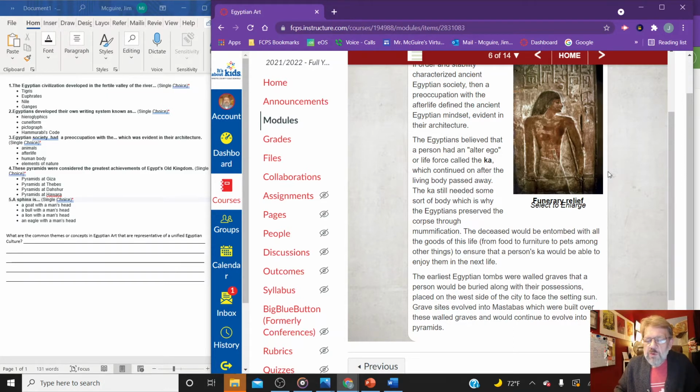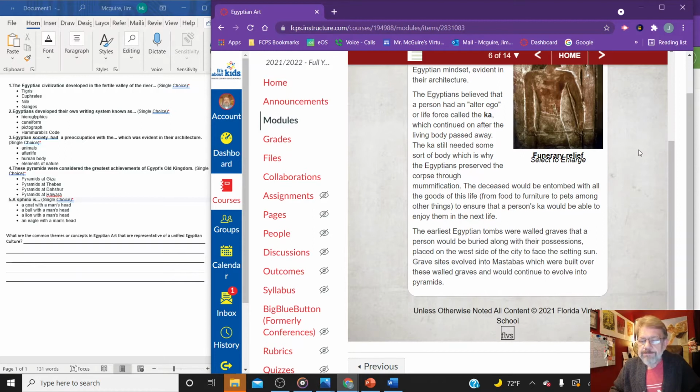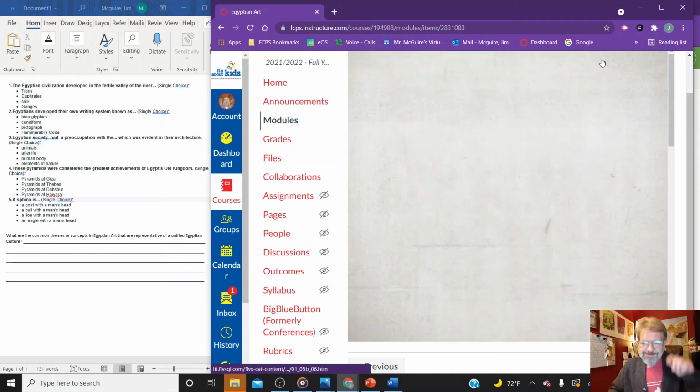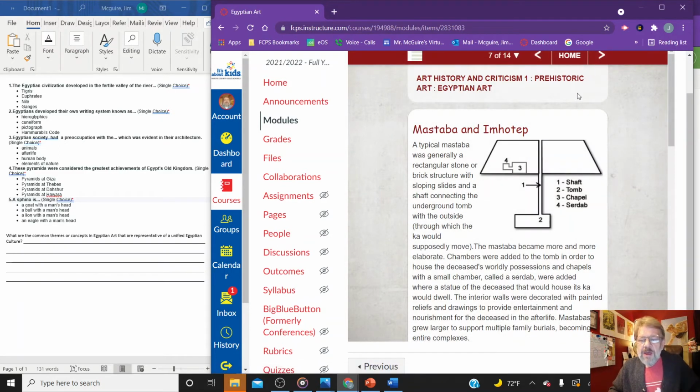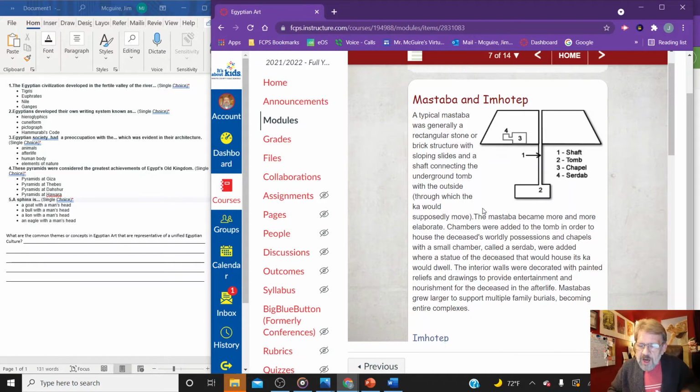Earliest Egyptian tombs were walled graves where a person could be buried along with their possessions, placed on the west side of the city to face the setting sun. Grave sites evolved into mastabas, which were built over these walled graves and would continue to evolve into pyramids. The mastaba was generally a rectangular stone with a brick structure, sloping sides, and a shaft connecting the underground tomb and the outside, through which the Ka would supposedly move.